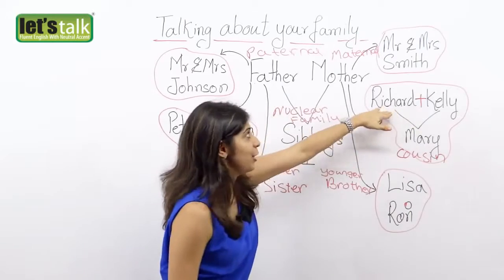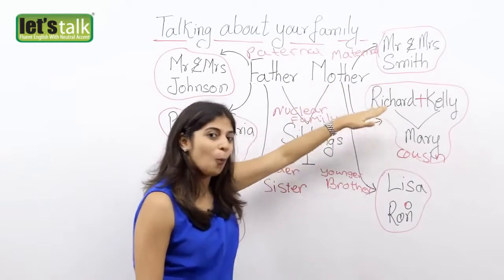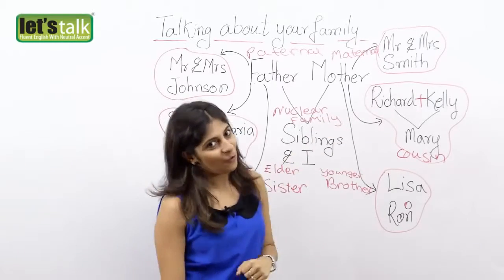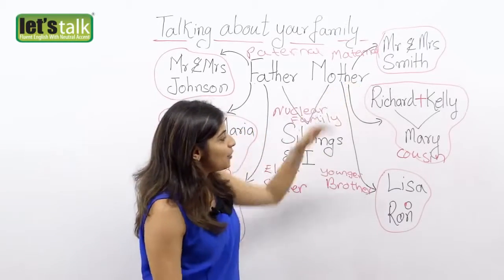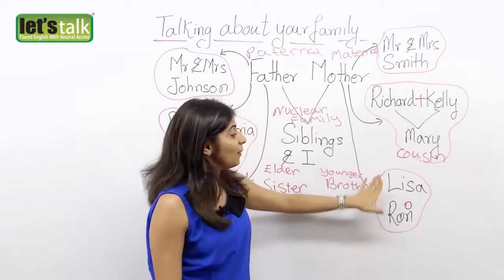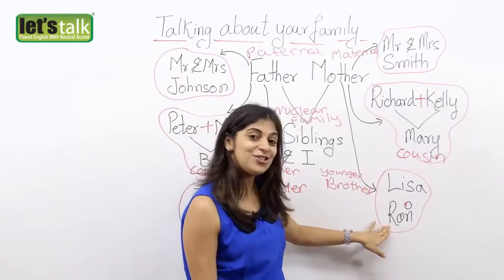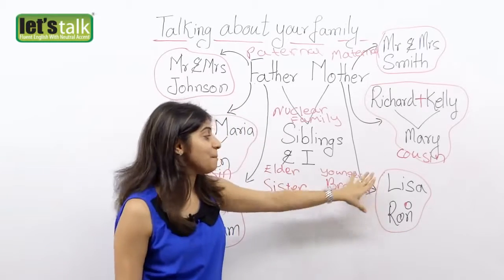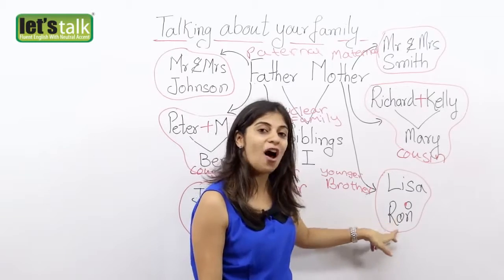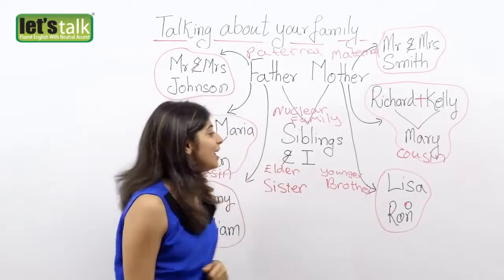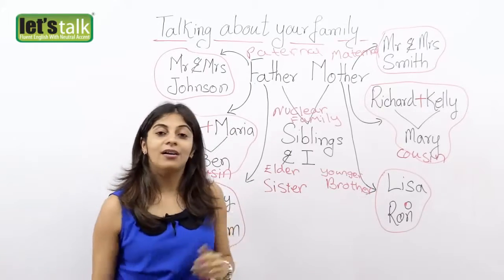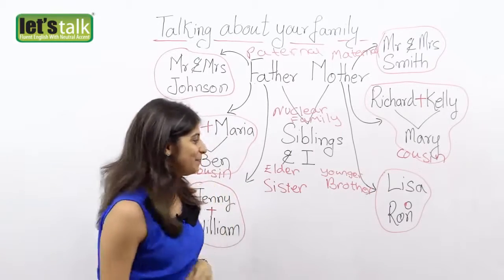And Richard, who is your mother's brother, would be your maternal uncle, and Kelly would be your aunt. Now your mother also has a sister whose name is Lisa. Now, Lisa is engaged to Ron. So, they are not married yet, but Lisa is engaged to Ron, so Ron is her fiancé. So, for you, Lisa would be your maternal aunt.